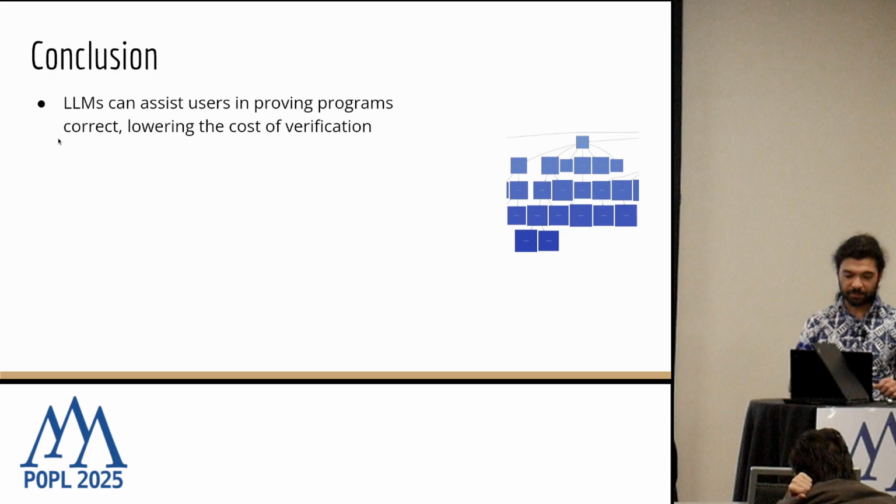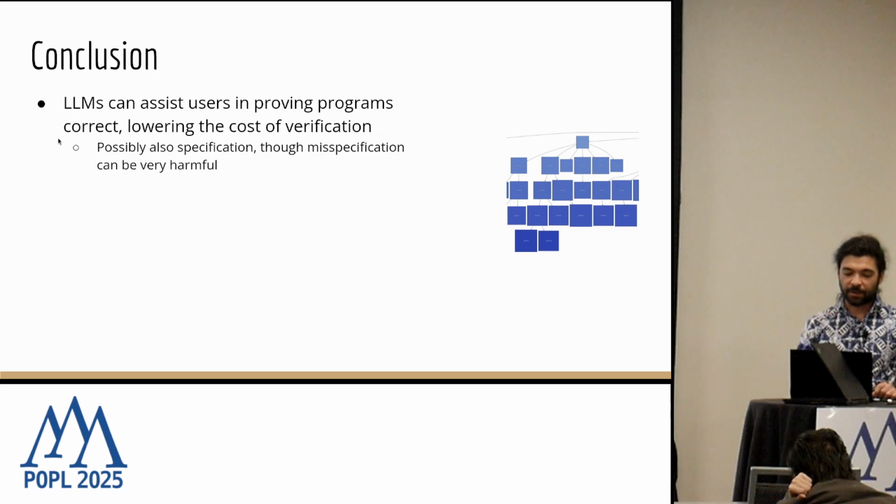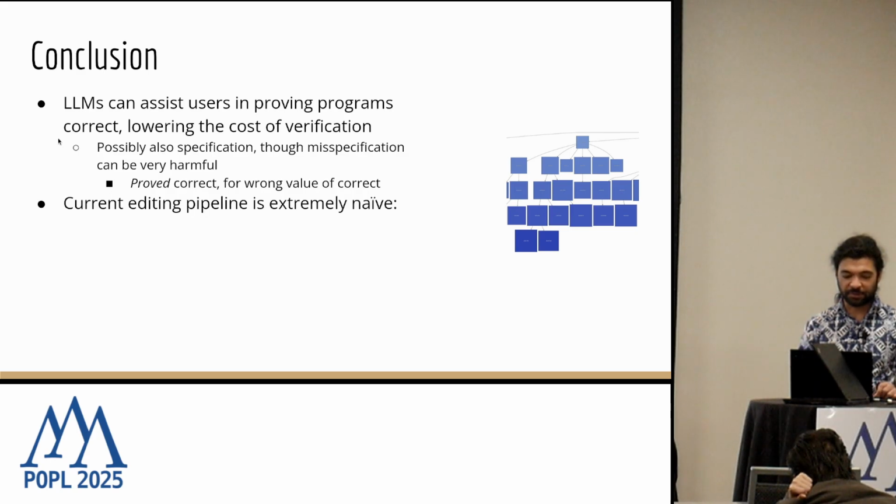But just to summarize, I think it's plausible that at this age, LLMs can help end users use tools like Dafny, for example, lowering the cost of verification. Maybe also for specification, though they might also misspecify things, especially for people that don't have the experience doing it by hand or don't understand the system very well. So they might get a program that was proved correct, but for the wrong definition of what correct means.